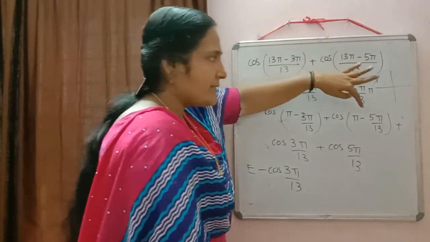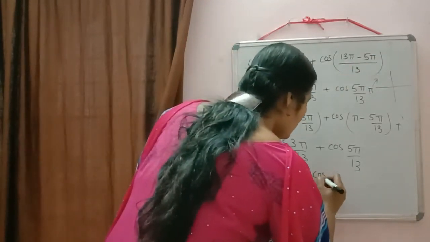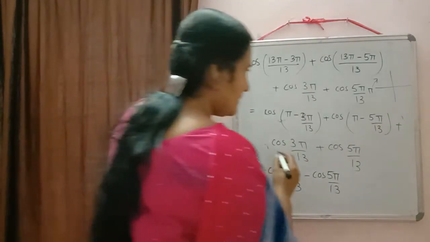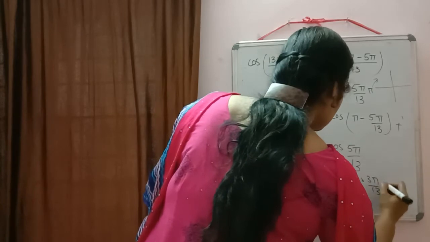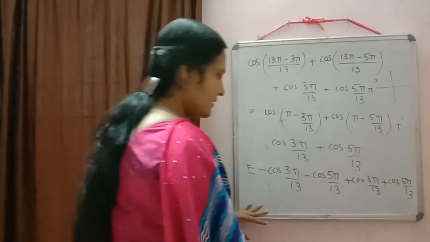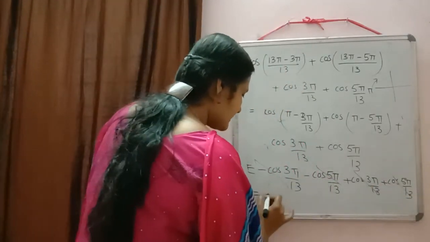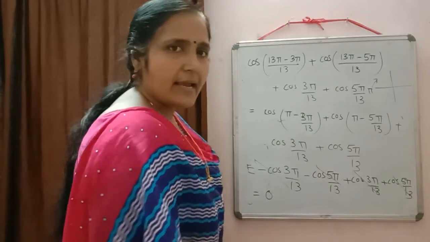In the same way this angle is also in the second quadrant. So it will be equal to minus cos 5 pi by 13. And the remaining we write as it is. Cos 3 pi by 13 plus cos 5 pi by 13. So all these terms will get cancelled and we will get the answer equal to 0, which is equal to our right hand side.